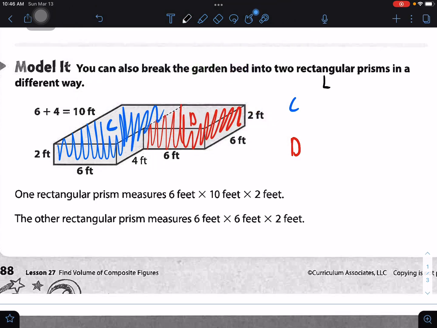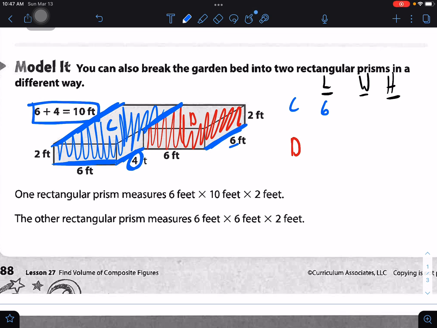Let's get a little table ready for our length, our width, and our height. Notice they're probably going to be different numbers this time. So let's start with C. So C, I can see that my length is 6 feet. My width, okay, so here's part of the width. But notice that the shape goes all the way back over here. So I need this 4, but I'm missing another piece of the width. Do you see on D how this is going 6 feet back? That's why they're showing you over here that you have to do 6 plus 4 to get this width of 10, because this is only a small piece of it. So our width is 10.